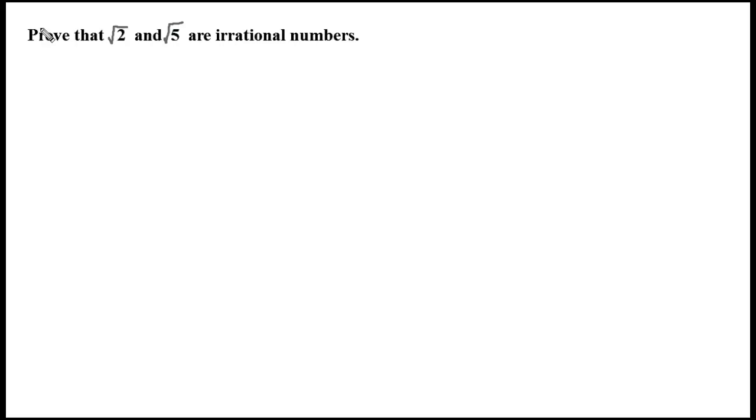Students, let's prove √2 and √5 as irrational numbers. Before proceeding to that, let's have a recap of calculating square root of a given number by using long division method. For that, I am considering one example as calculating square root of 256.